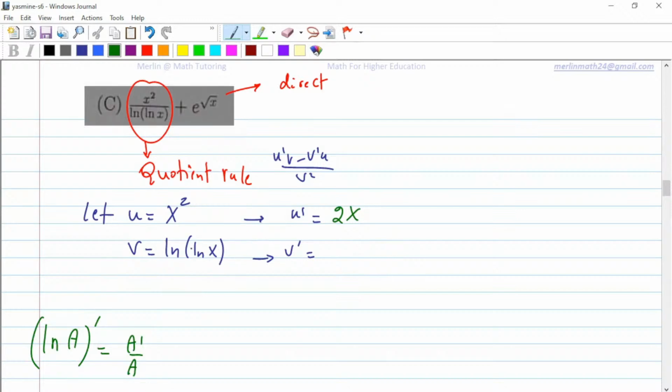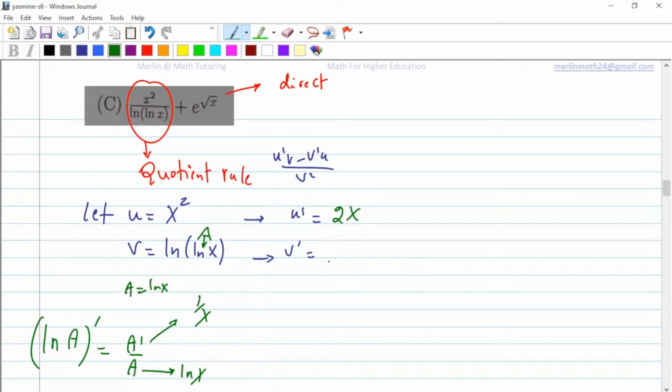Ln x, you say. Okay, so if this is my a, now you want to derive it. So a prime in this case would be how much? 1 over. What is your a? Ln x, simply. So this is your answer. Okay. Simple. So I would say a is ln x.